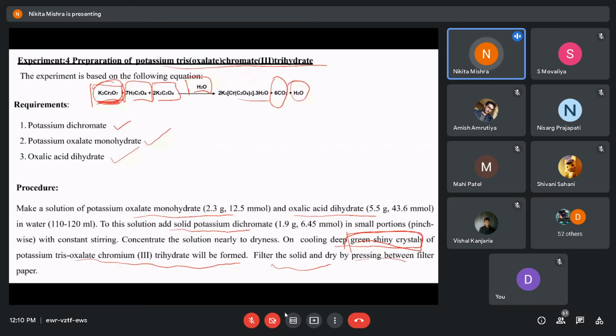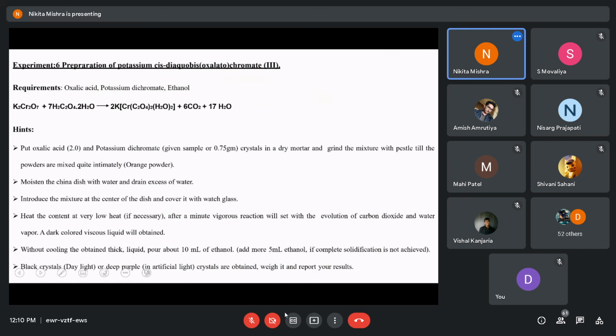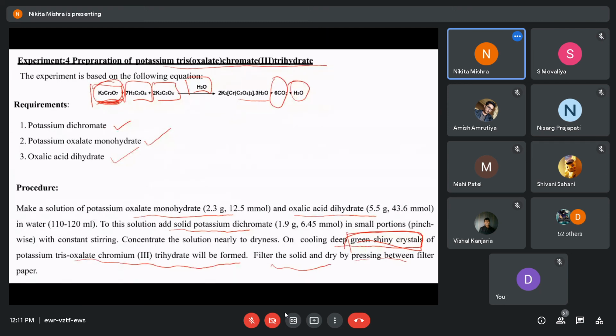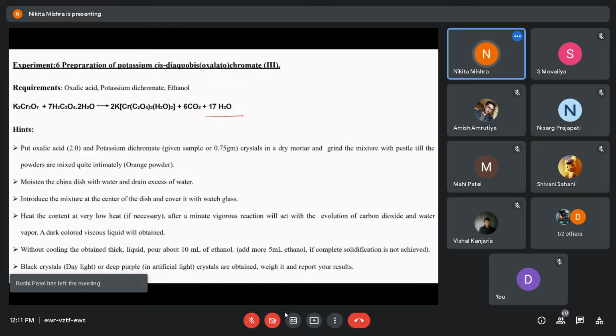In the same way, now you can see here it is potassium dichromate, potassium oxalate, potassium monohydrate. So same way here also, only potassium oxalate is not there. Then oxalic acid and potassium dichromate are the same. The ethanol that is added is used as a solvent. So the name of the preparation is preparation of potassium cis-diaquobis(oxalato)chromate(III).